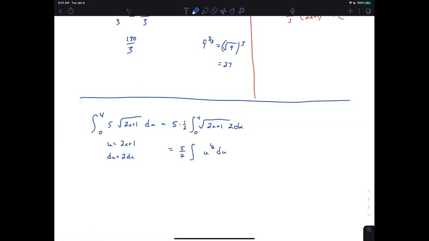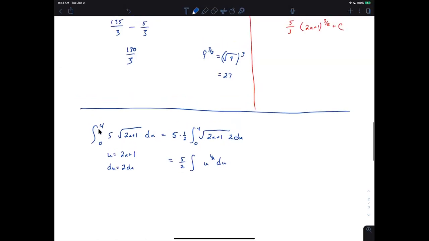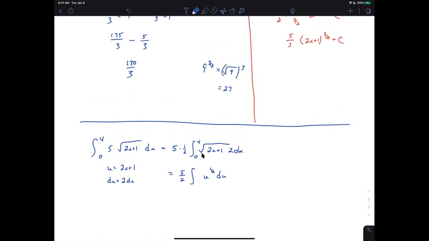And now something changes. So when you're doing a definite integral, the dx tells you that these are x's. Does that make sense? Okay, and so these are still x's.